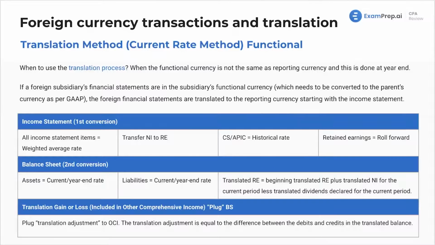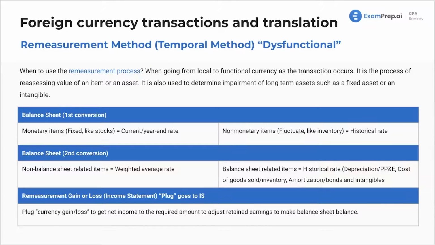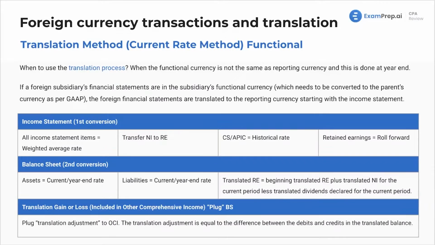All right, well, here we have the translation method, and then we'll go through the remeasurement method. Okay, well, when do we use the translation process? We are just seeing example after example, right? So when the functional currency is not the same as the reporting currency, and this is done at year end.